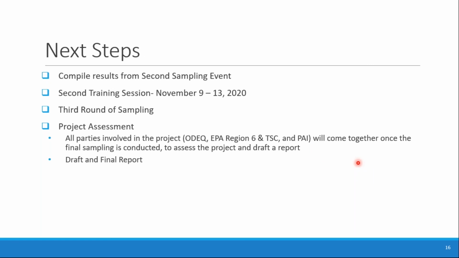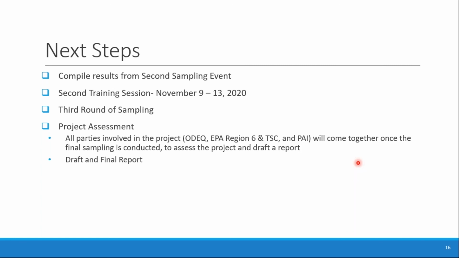Next steps, we'll combine the results for the second round of sampling. The next training will be in November, the week of November 9th through the 13th. And we do plan a third round of sampling, hopefully in January, when the water systems have already implemented some of their control strategies, and we'll look to see how effective that has been. Again, there is seasonal variation expected because of the colder temperatures in January.